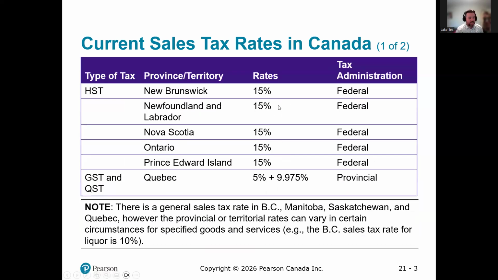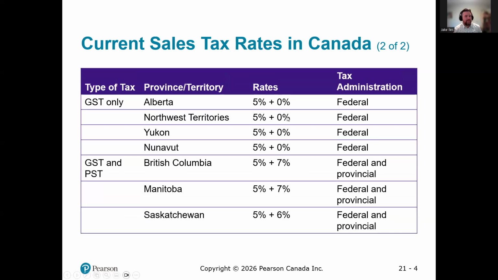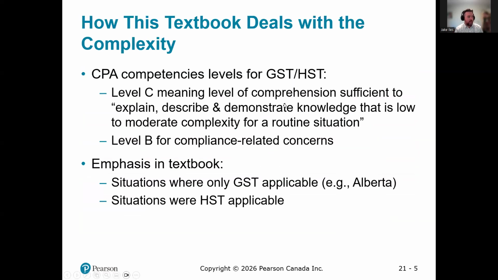So these charts show all of the provinces and the applicable rates with a small correction to Ontario. But for this course, we're going to focus on situations where either only the GST applies, for example Alberta, or if the HST applies. So we're going to focus on the sales tax items that are specifically administered at the federal level.